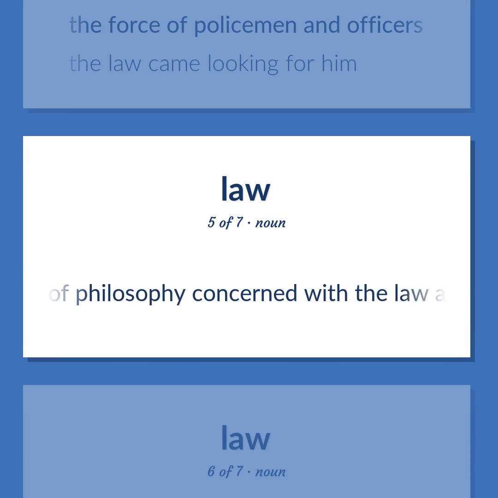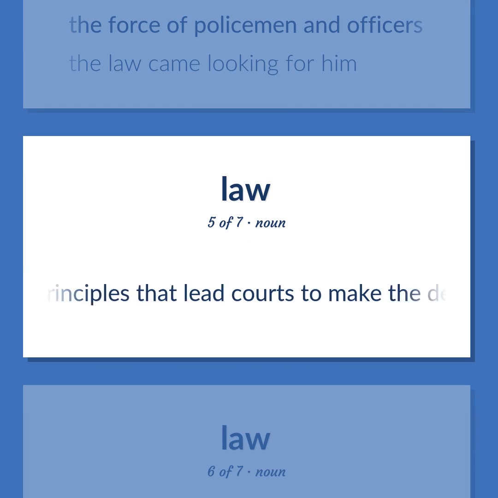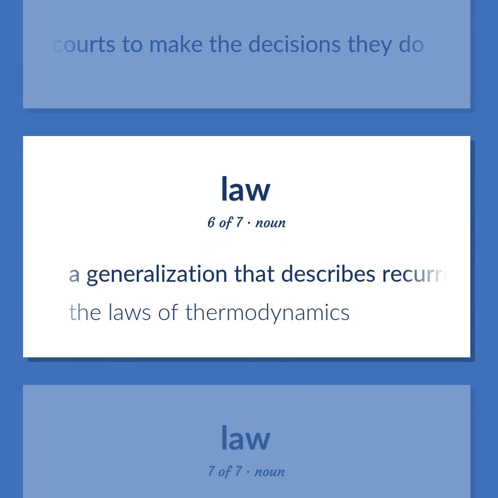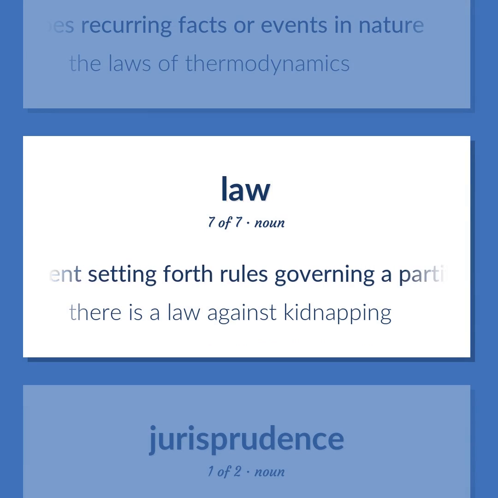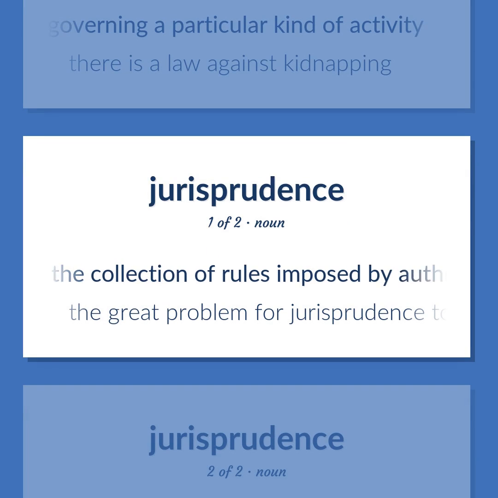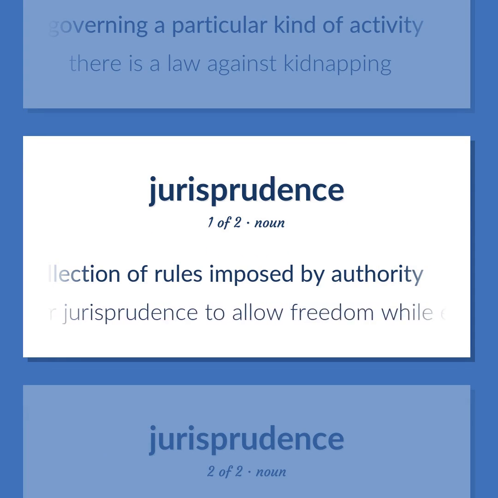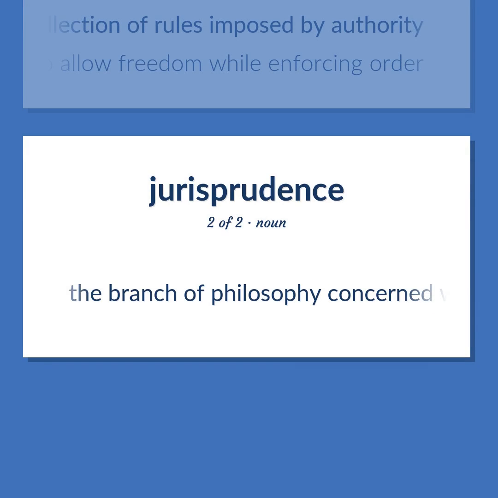The branch of philosophy concerned with the law and the principles that lead courts to make the decisions they do. A generalization that describes recurring facts or events in nature. The laws of thermodynamics. Legal document setting forth rules governing a particular kind of activity. There is a law against kidnapping. The collection of rules imposed by authority. The great problem for jurisprudence is to allow freedom while enforcing order. The branch of philosophy concerned with the law and the principles that lead courts to make the decisions they do.